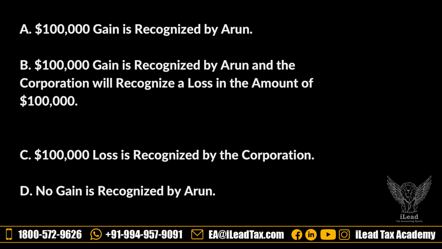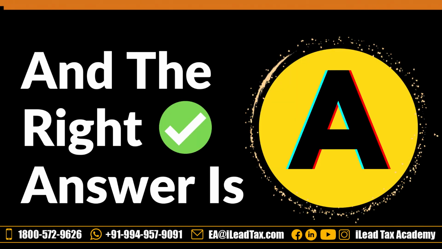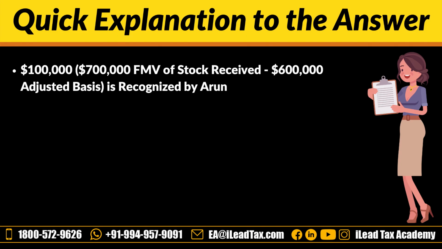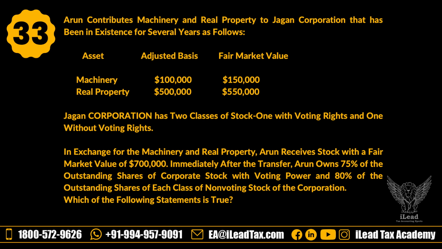Let's see the answer. Answer is 100,000 gain is recognized by Arun. Let's see why it is 100,000. So in this scenario, Arun contributes machinery and real property to Jagan Corporation in exchange for stock. The key aspect here is that Arun receives stock with FMV of 700,000 in exchange for the property transfer. Here, he doesn't qualify for Section 351 election because to qualify for Section 351 election, they need to have 80% of the voting and non-voting stock. Here Arun has 75% of the outstanding shares. So here he doesn't qualify for Section 351 election.